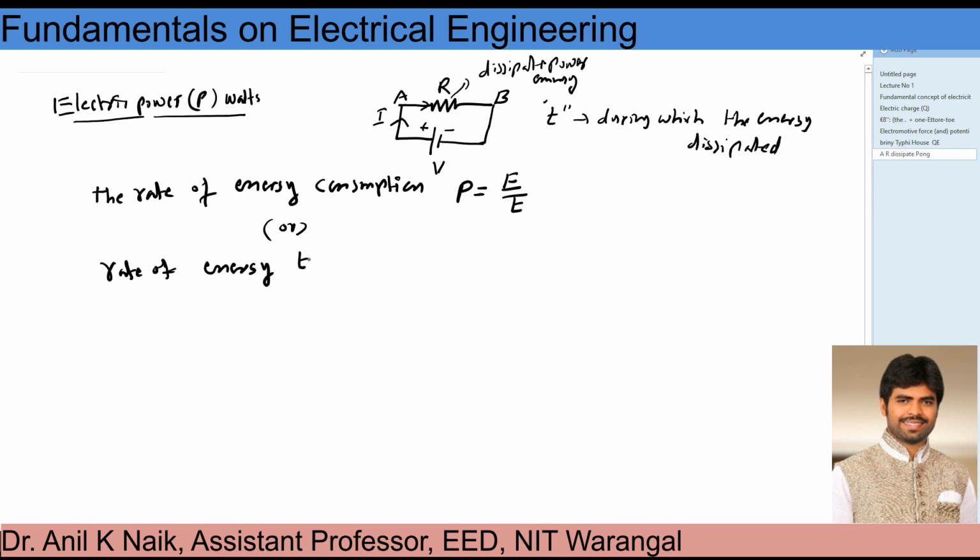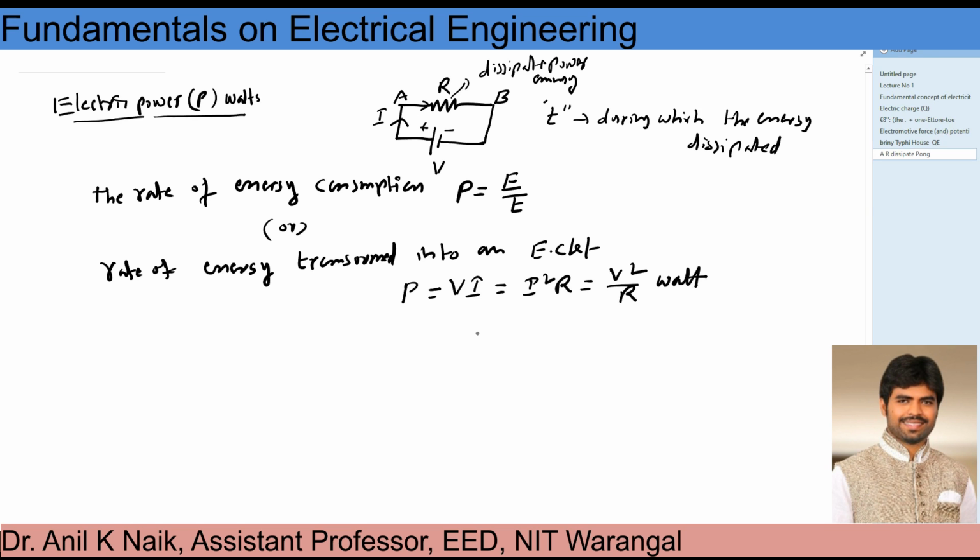Or I can write it as the rate of energy transformed into an electric circuit, and this can be written as power. This is V into I, or sometimes you can write V square by R. The unit is watt. So this is the basic definition of this particular electrical power.